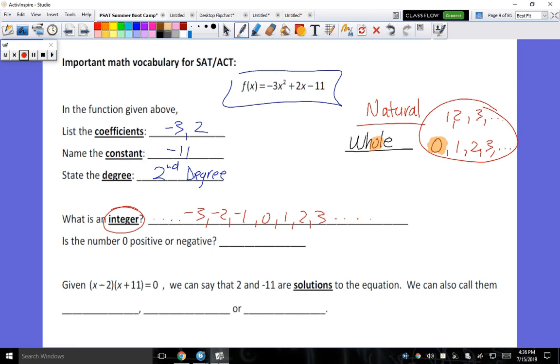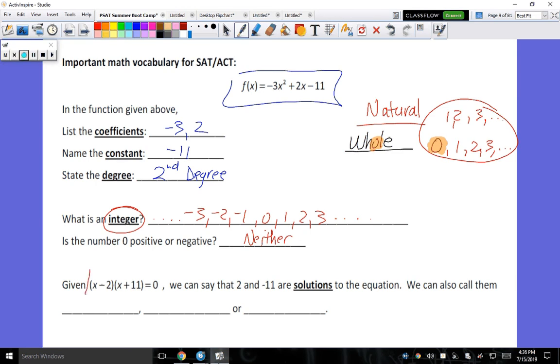So 0, is it an integer? Yeah, it is an integer. So is the number 0 positive or negative? Neither. But 0 is an integer. Are we good, guys? Alright.